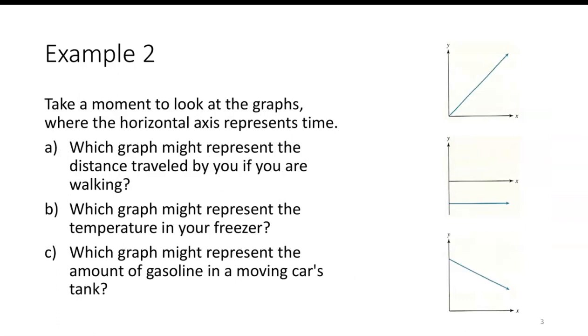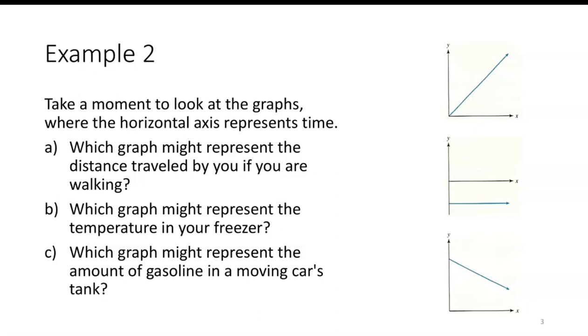All right, so take a moment to look at these graphs, where the horizontal axis represents time. The first graph at the top starts at the origin and then moves upwards. The second graph is below the x-axis and is horizontal. And the third graph is on the positive y-axis and going downwards. So looking at these three graphs, which graph might represent the distance traveled by you if you're walking?